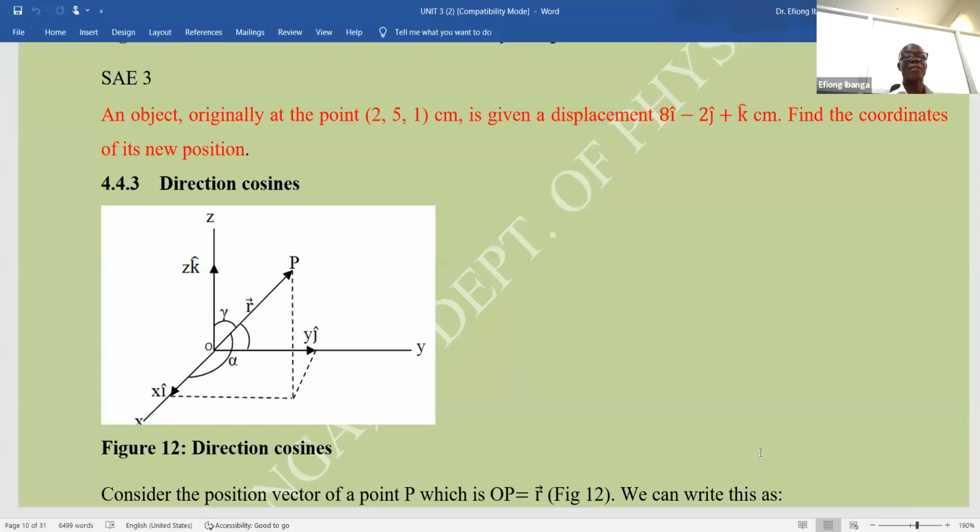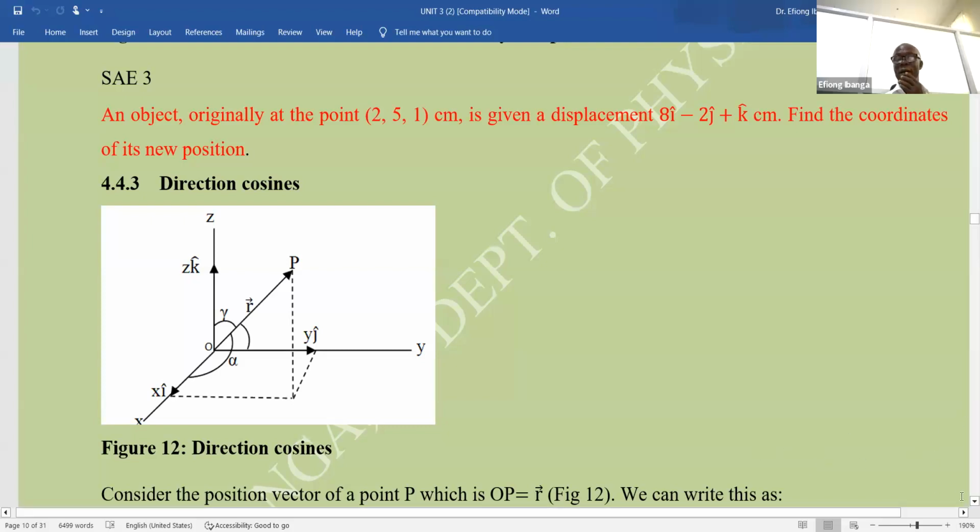Are you there? Can you see it? Yes, sir. Can you see it? Yes, sir. Please, can you see this green page that I'm showing? Can you see it? I can see it. Yes.